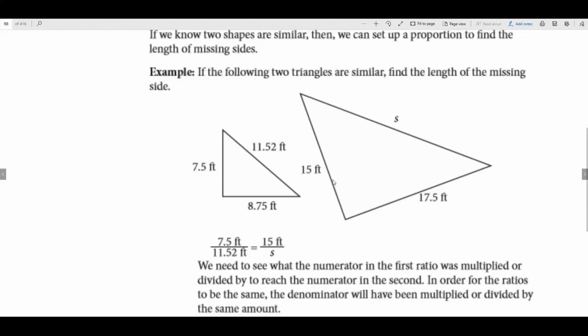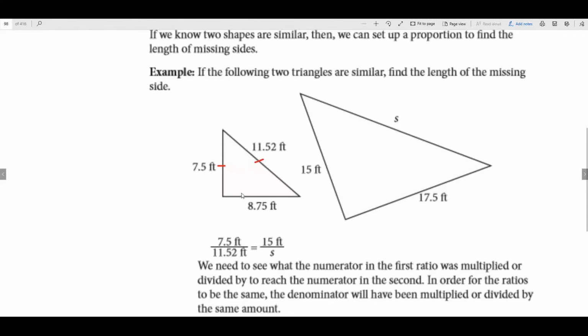The other triangle just gives us 2. So we can know all that in order to find this missing side by setting up a proportion. Okay, so we're going to take 7.5 feet here. Now the corresponding side, well, actually this ratio would be this to this.